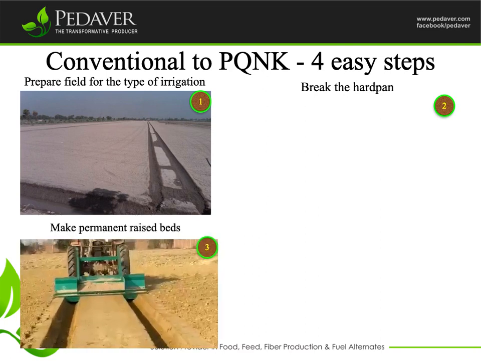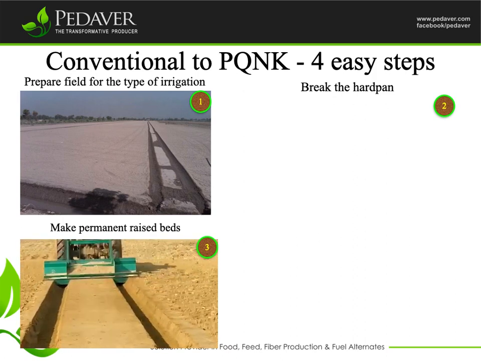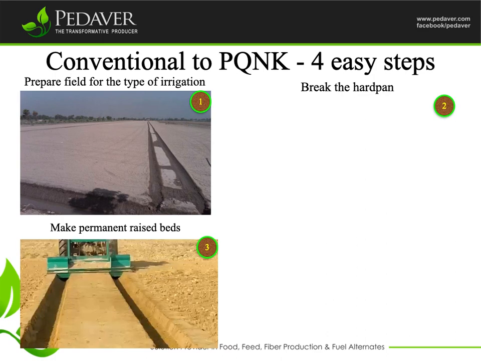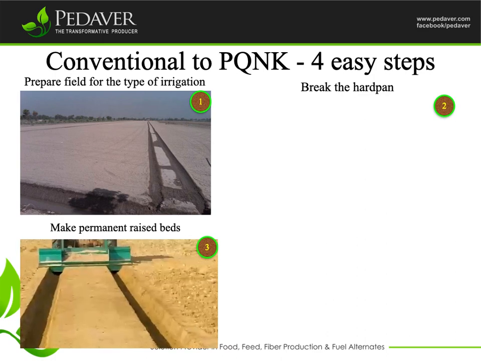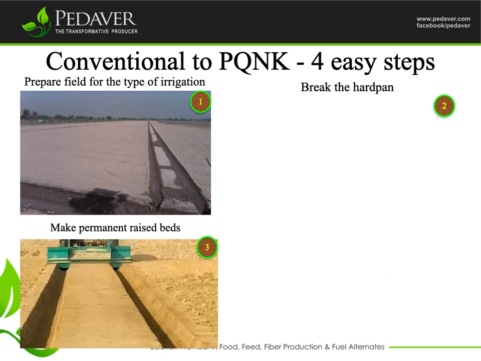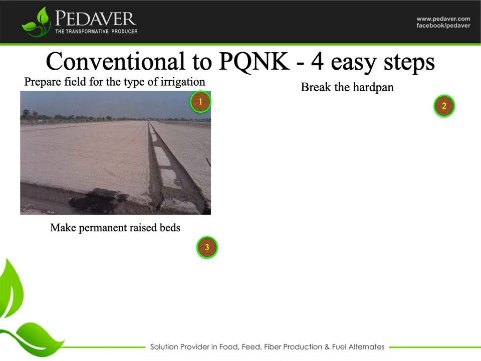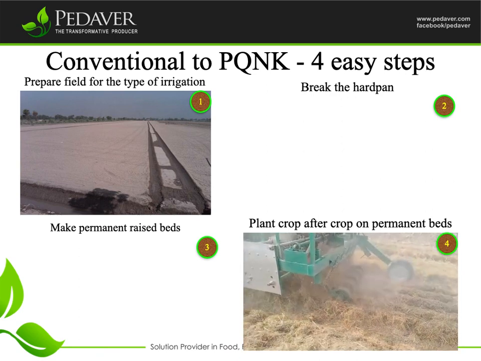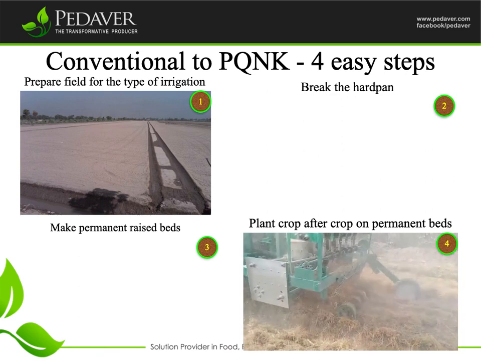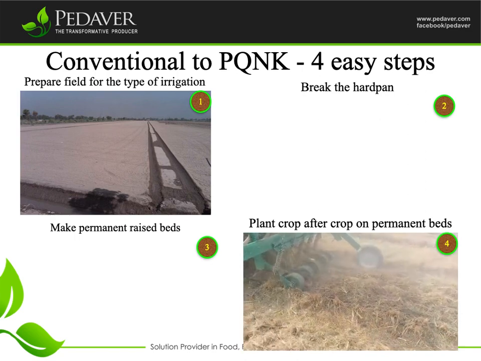And third step is that after breaking the hard pan, we make permanent raised beds, and these raised beds are going to be maintained at the same place forever. So we grow crop after crop on the same beds without disturbing the soil, with a no-till Persian planter, which I'll show you in the next picture. So this is the planting machine, which is actually doing many jobs at a time.